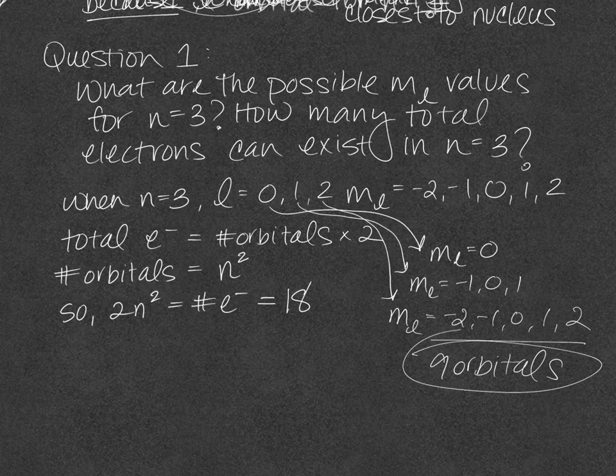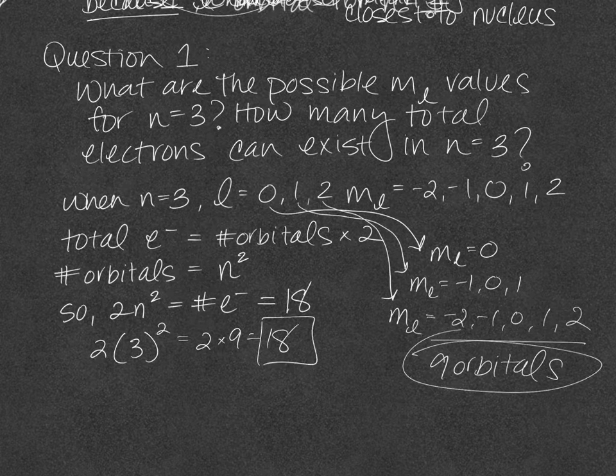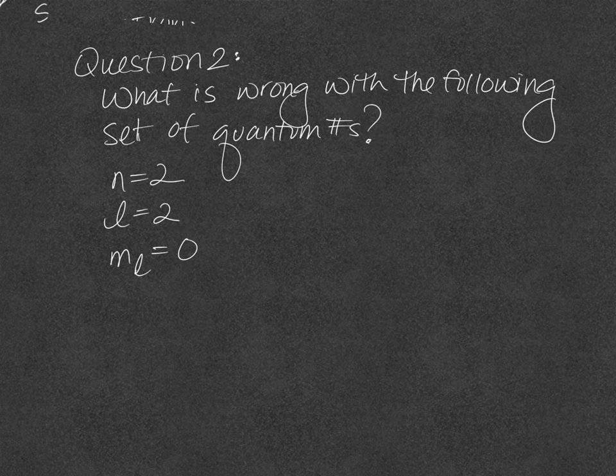Or if you don't want to go through all this work of writing out all of the individual orbitals that can exist, look down here. Number of orbitals is equal to n squared. So if I take 2, which is the number of electrons in an orbital, times n squared, that gives me the number of electrons, which also gives me 18. 2 times n, which is 3, squared equals 2 times 9, which is 18. That's your final answer. All right, let's look at the next question.